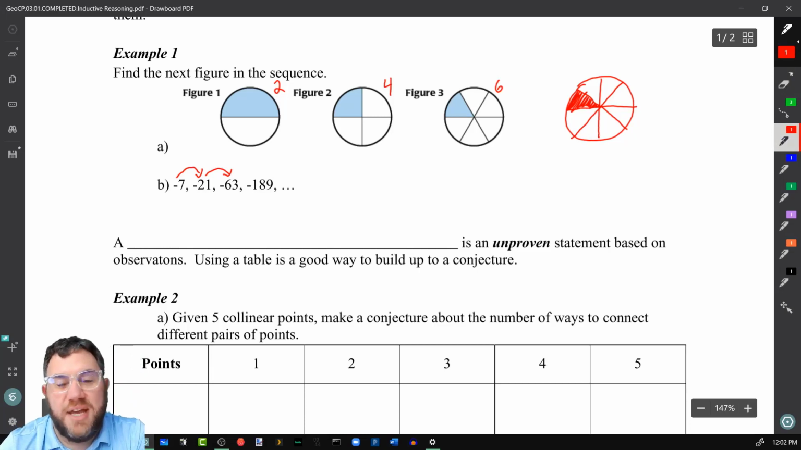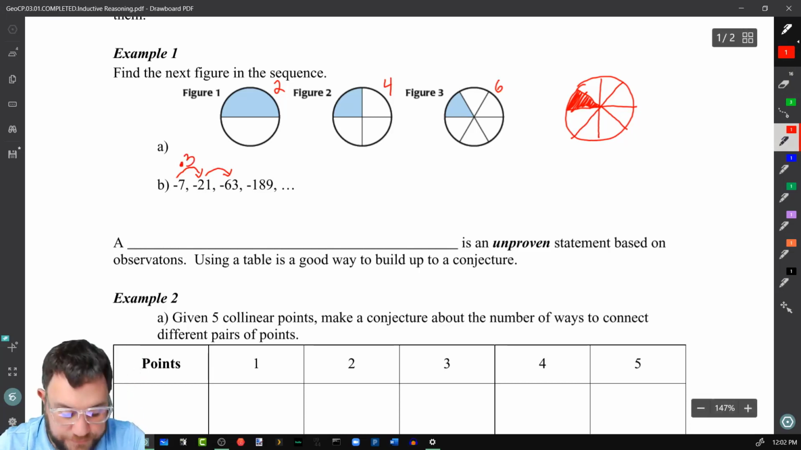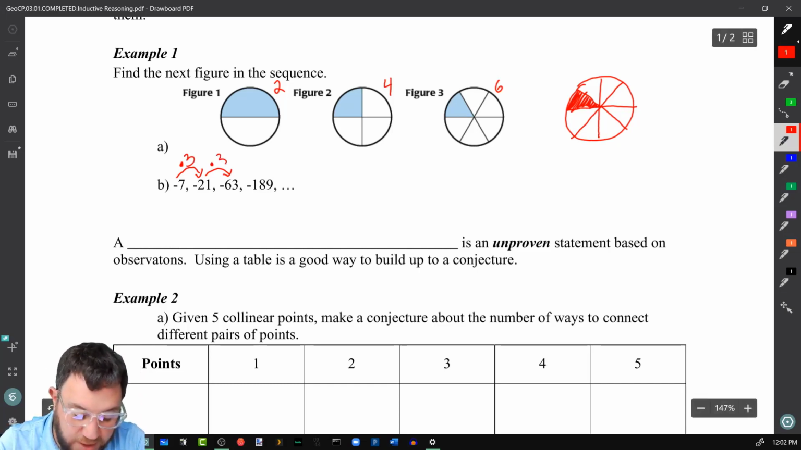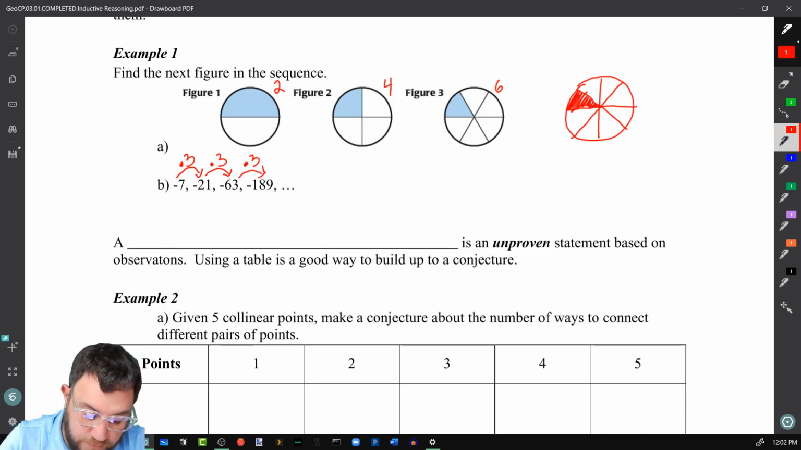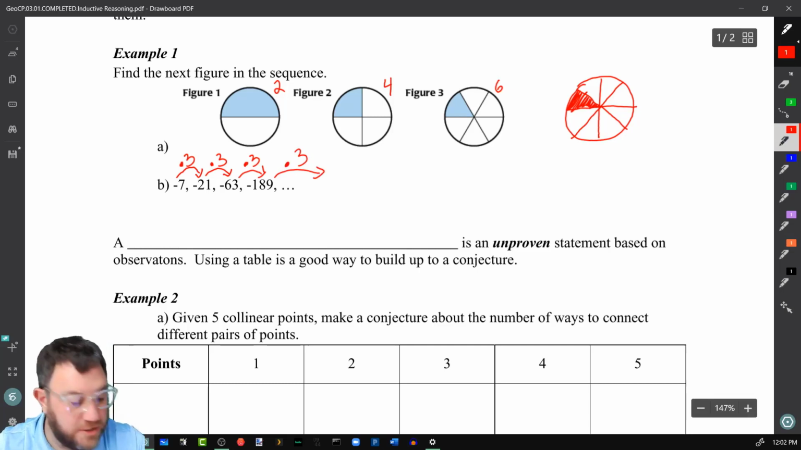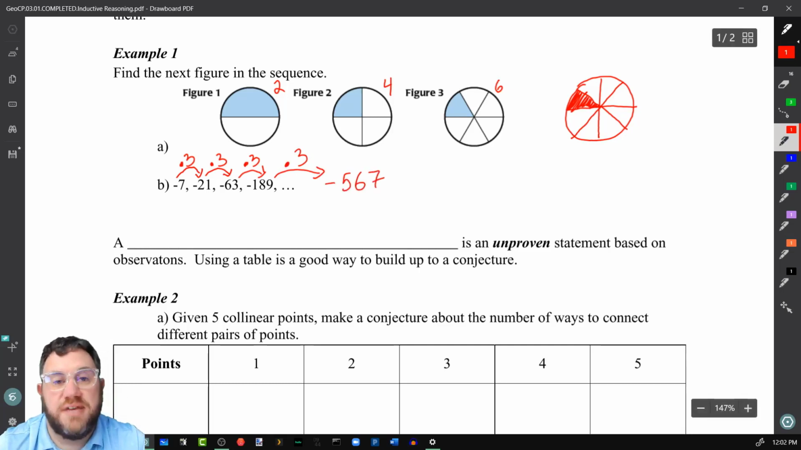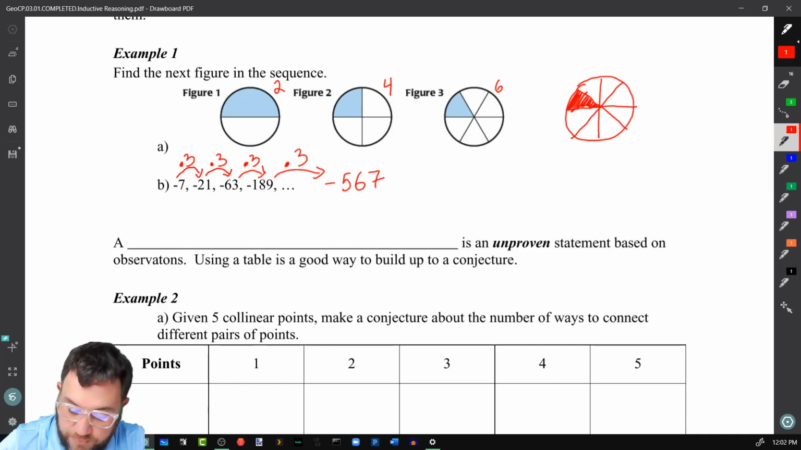Another way to get from -7 to -21 is to multiply by 3. And if we multiply -21 times 3, we get -63. If we multiply -63 times 3, we get -189. So if we multiply that by 3, what do we get? And we get -567. So that's what we think the next term is going to be.